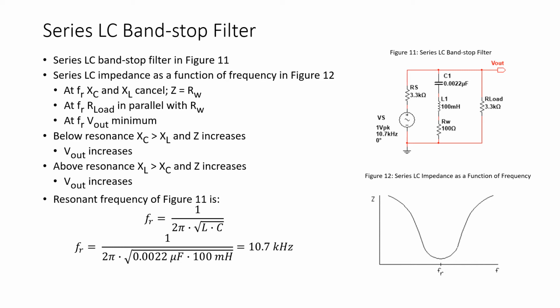So at resonance, of course, our load is in parallel with only RW, and again at resonance, V out will be at its minimum. There'll be a lot of current flowing through the LC branch, so the majority of the current is going to flow this way because the opposition to current is only 100 ohms. Therefore, the majority of the voltage is dropped across RS, making V out at its minimum.